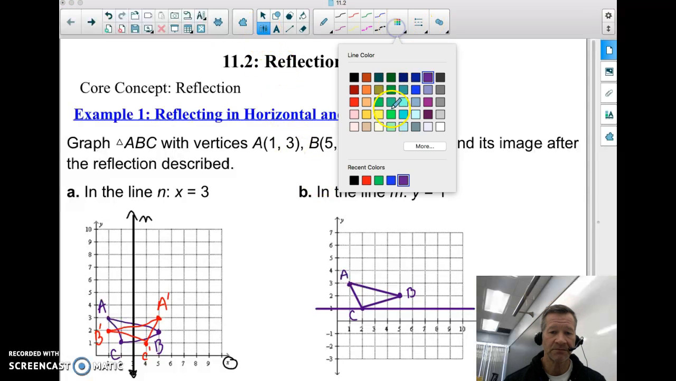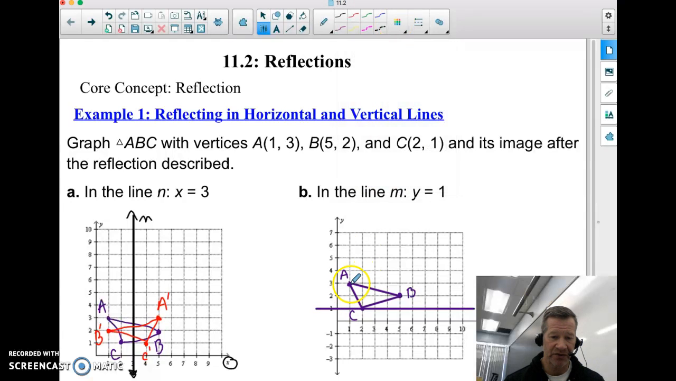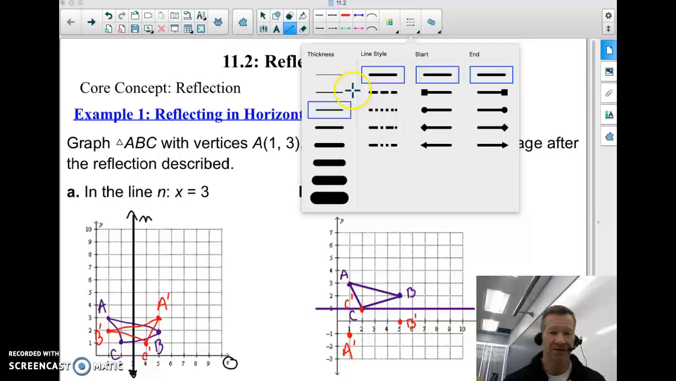Now, let's draw its image. Point A is 2 above. Its image would be 2 below. There's A prime. Point B is 1 above. Its image would be 1 below. Now you notice C is right on the line, so its image will be right on the line as well. So this point is not only C, it is also C prime, and we're all set and ready to draw those.